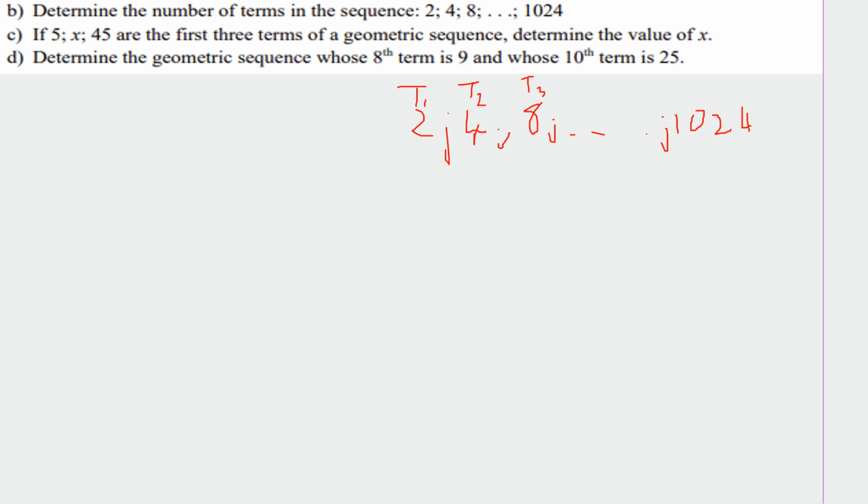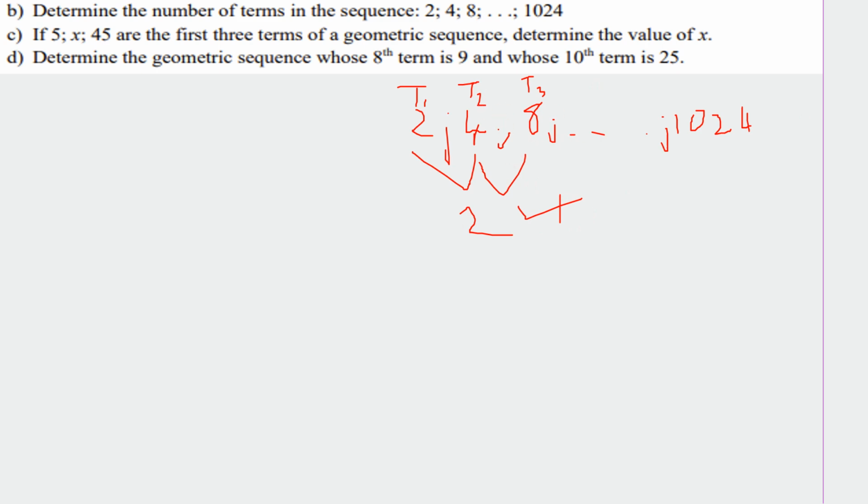You will just say what? Term number 2 subtract term number 1, which will be 4 subtract 2, which is how much? Which is 2. And then you will say 8 subtract 4, which is going to be 4. So now we can see that the difference between two consecutive terms is not constant. Therefore, this sequence is not an arithmetic sequence.